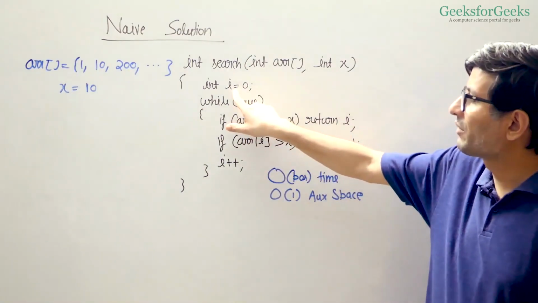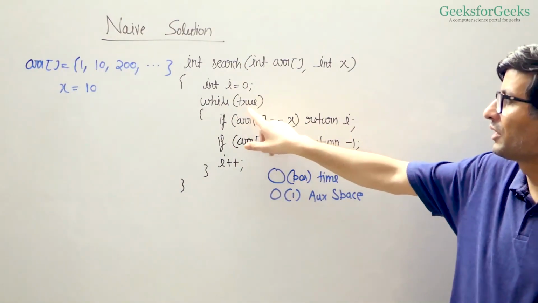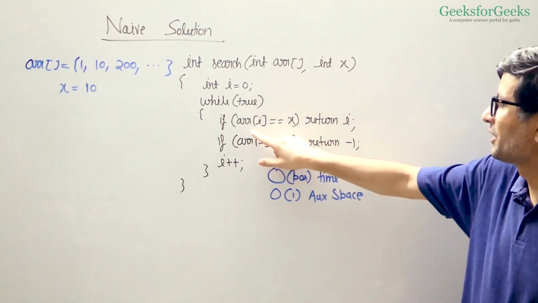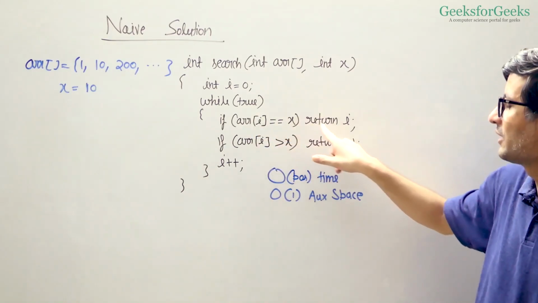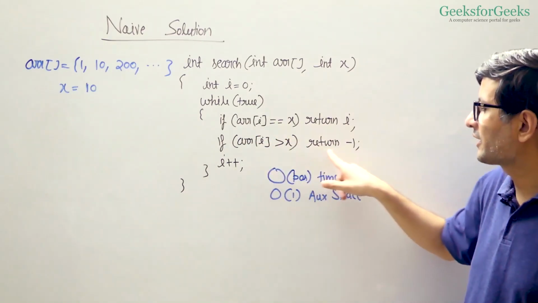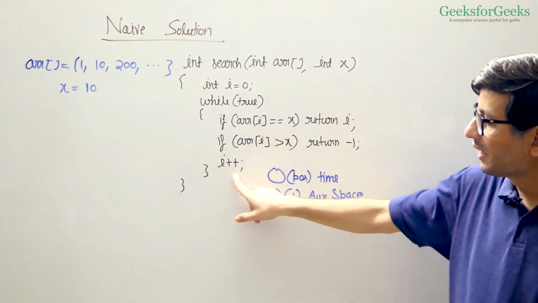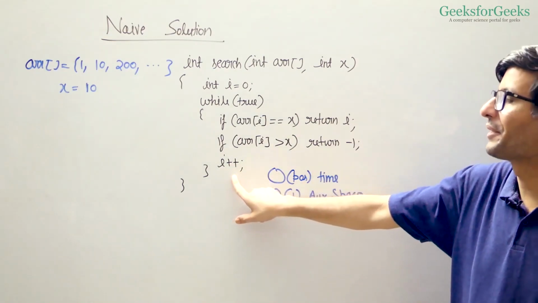We begin with I equal to 0. We run a loop while true. It's an infinite loop. And we say if array I is equal to x, then we return I. If array I is greater than x, then we return -1. And we keep on incrementing I.